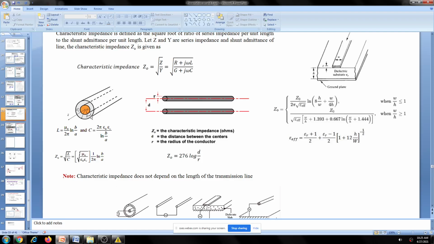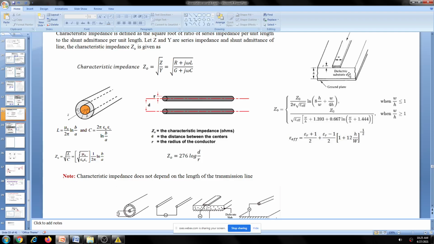In between that there is a space that is filled with the dielectric material with permittivity equal to epsilon r. So it depends upon all those parameters. Similarly, for this two wire line, this is the characteristic impedance. It depends upon the distance between the lines, D, and the radius of the wire, R. So it depends upon the physical dimensions.